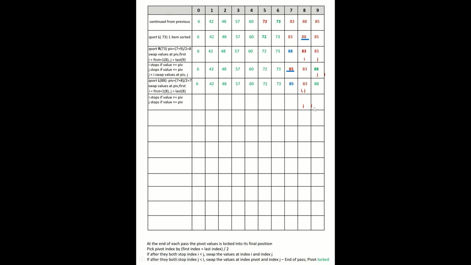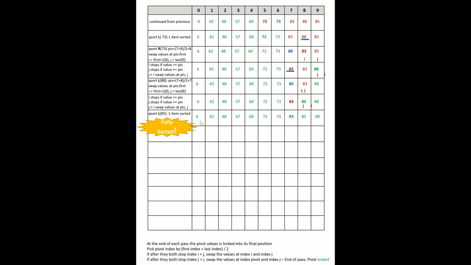And since J is less than I, we will swap the value at J with the value at the pivot. So we will swap the 83 with the 85, giving us this picture. At this point, it was the 85 that was our pivot. We just locked that in. So we now call quicksort on the left-hand side of 85. That is a one item list, so it is sorted and locked into place, and the entire thing is fully sorted.